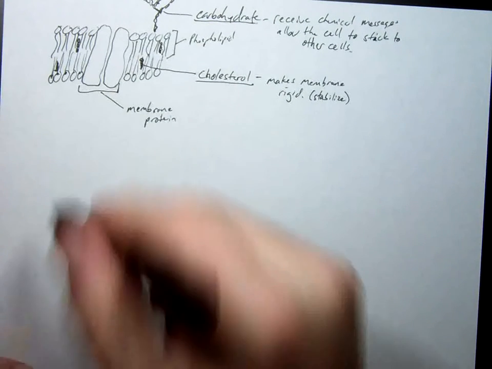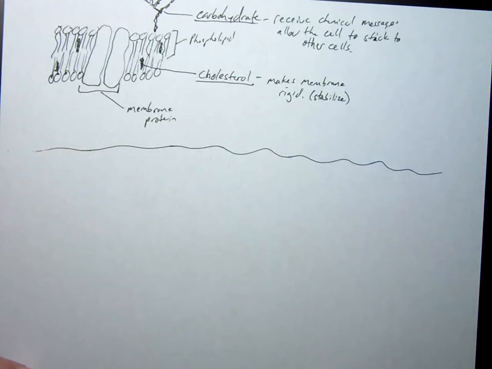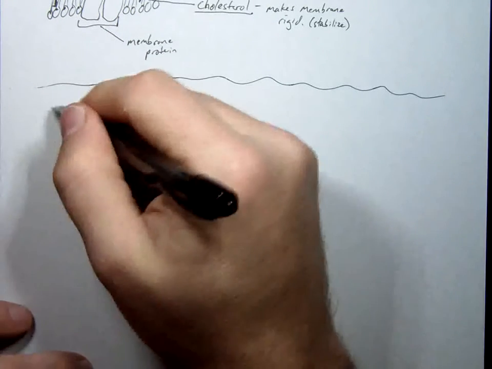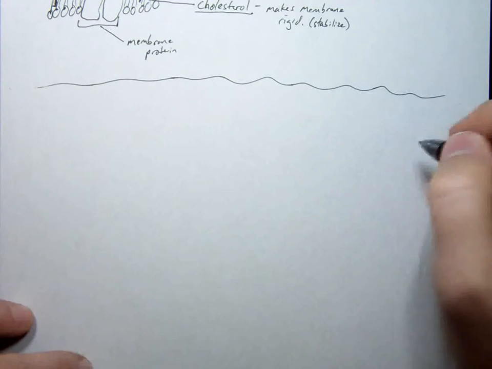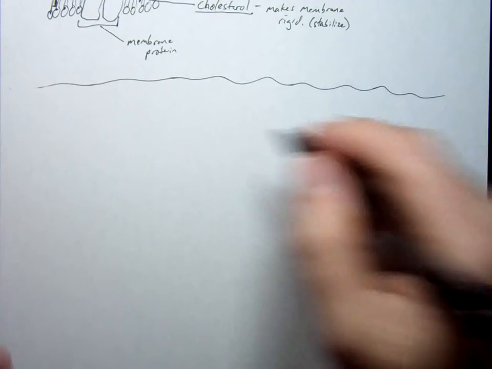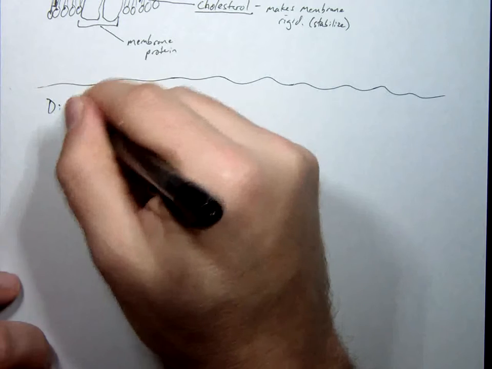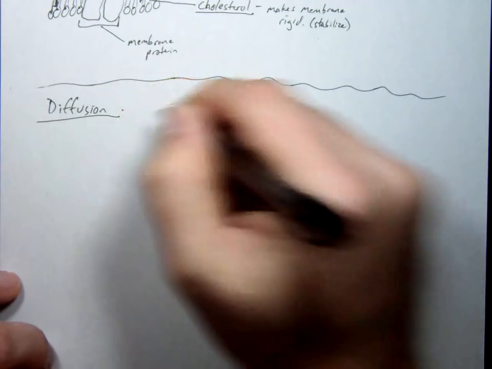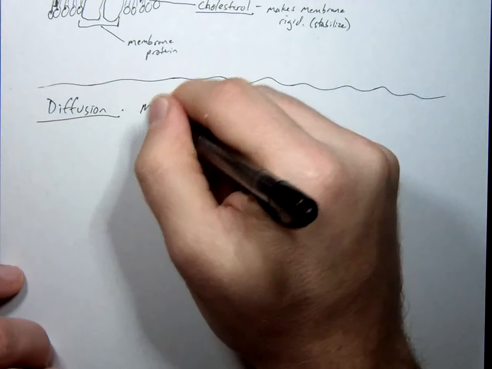Now, I should draw a line here because we need to talk about a concept here that you've probably heard of already, and then we're going to go back to it. Okay, and I hate to do this because it's a weird segue, but it's important. It's called diffusion.